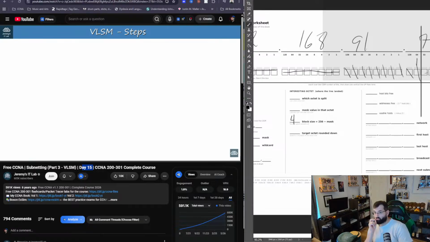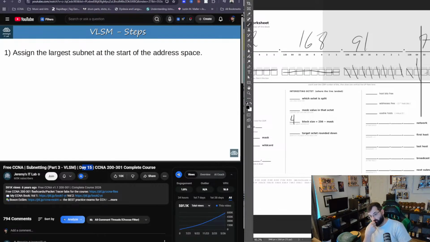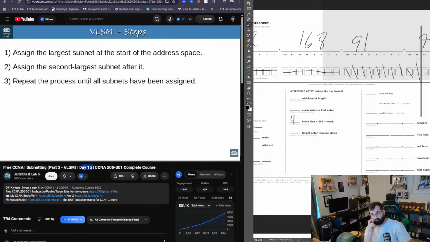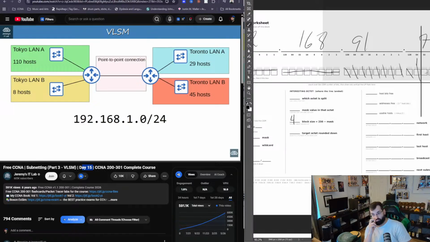So what are the steps to subnet using VLSM? First, assign the largest subnet at the start of the address space. Then, assign the second largest after it. And then repeat the process until all subnets have been assigned, from largest to smallest. If you look at our network here, that means we will assign subnets in this order. First, Tokyo LAN A, which requires 110 hosts. Then, Toronto LAN B. Then, Toronto LAN A, Tokyo LAN B, and finally the point-to-point connection between the 2 routers.